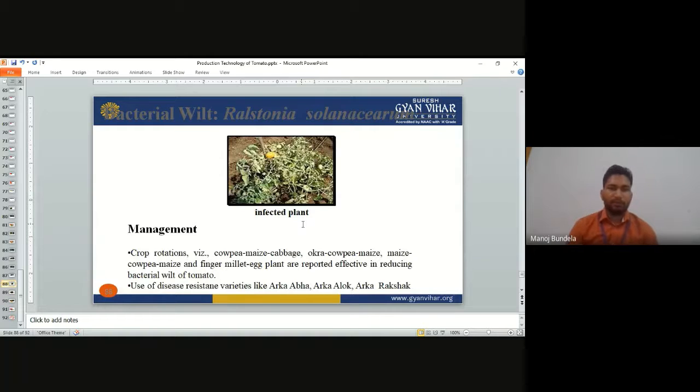For management, we can go for crop rotation with cowpea, maize, cabbage, okra, and intermediate eggplant, which are effective to control bacterial wilt in tomato. That means we should avoid solanaceous vegetables and use other crops instead. Use disease resistant varieties: Arka Alok, Arka Abha, Arka Raksha. These are the disease resistant varieties we can grow.